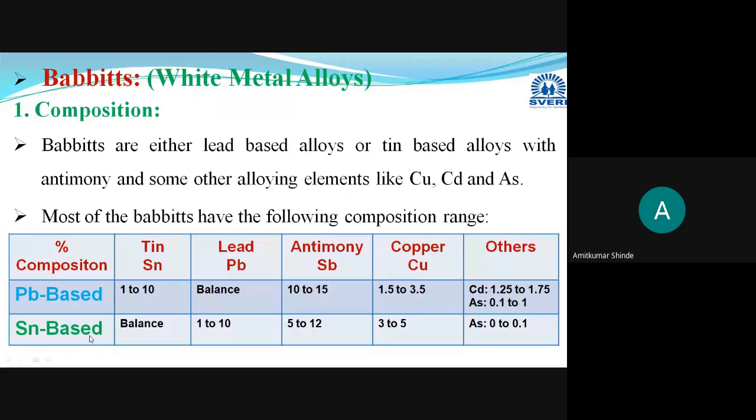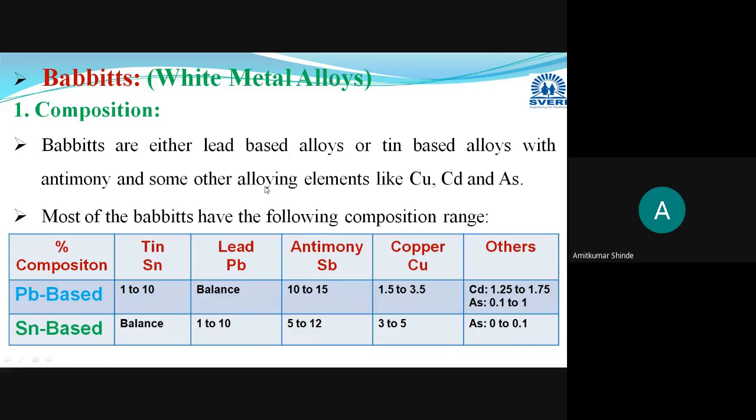These are tin based Babbitts. Tin will act as the parent element. 1 to 10% lead will be there, 5 to 12% antimony will be there, 3 to 5% copper, and arsenic will be present in very small amount, up to 0.1% only. So this is the composition of the Babbitts.